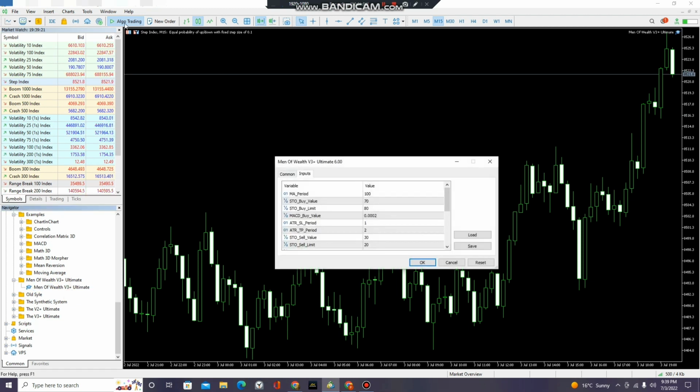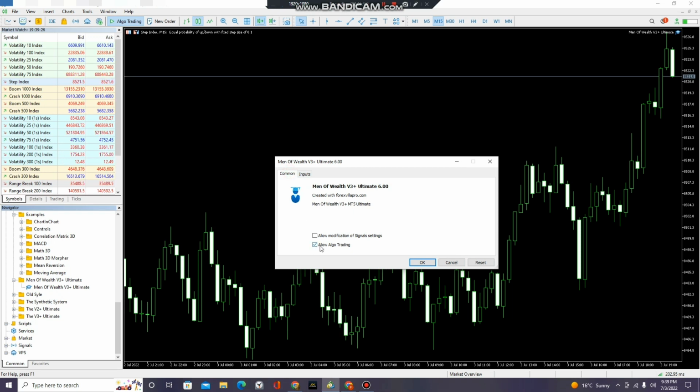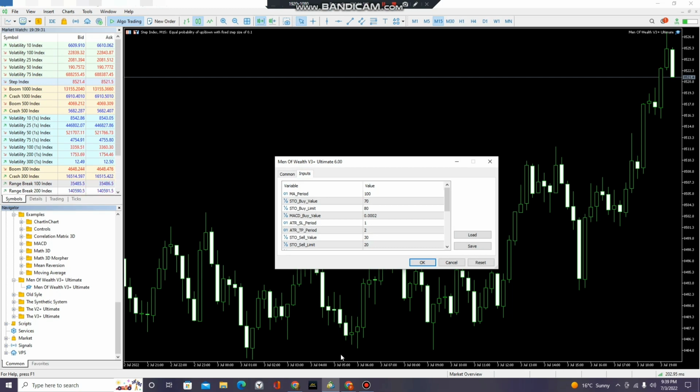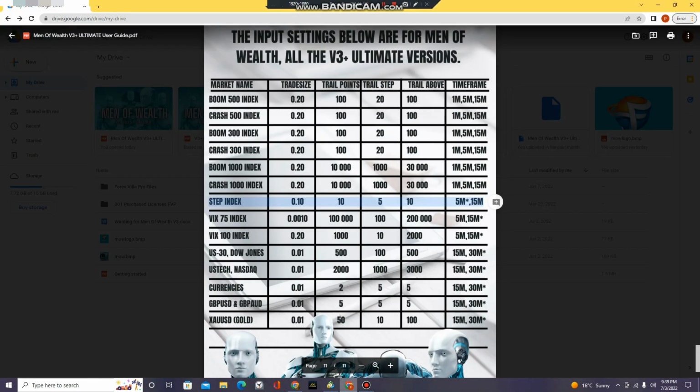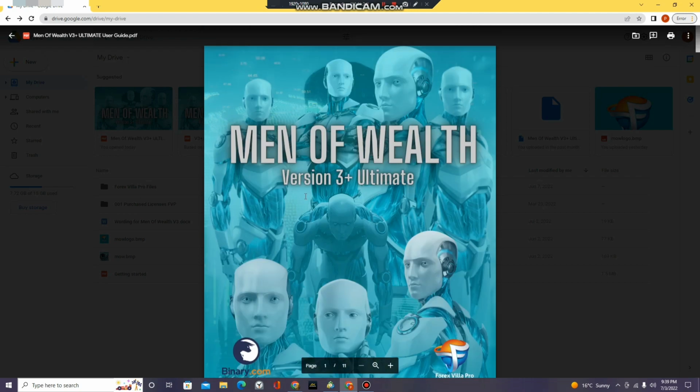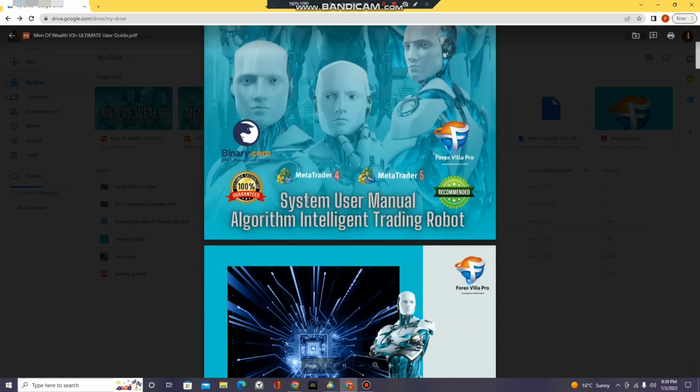And remember, guys, before you go for Man of Wealth, make sure algo trading is turned on, and also check under Common that Allow algo trading is also turned on. And your input settings, guys, this is very important. You have to make sure of your input settings. Remember, we've sent you this guide that comes with input settings: the Man of Wealth Victory Plus Ultimate System User Manual, Algorithm Intelligent Robot.